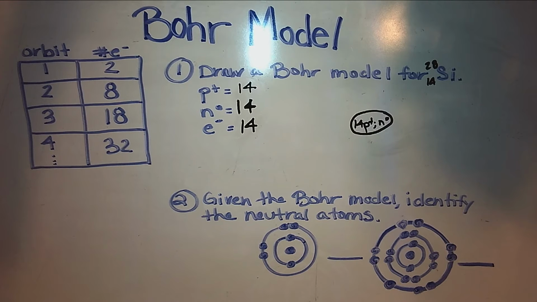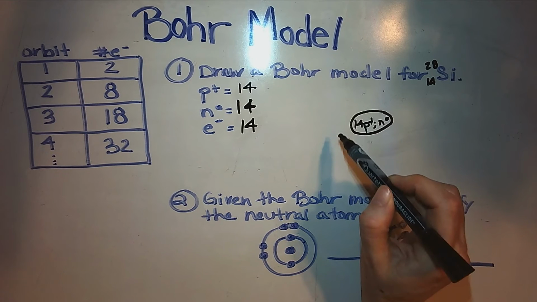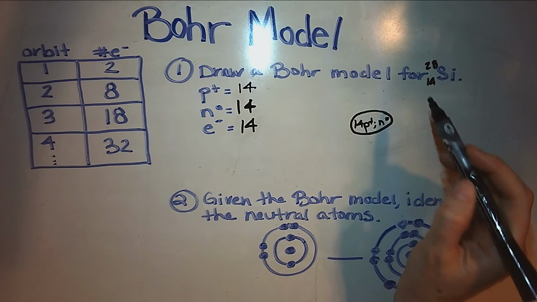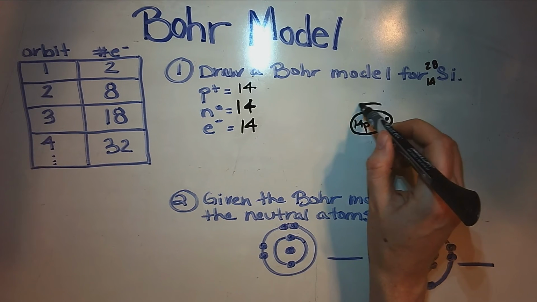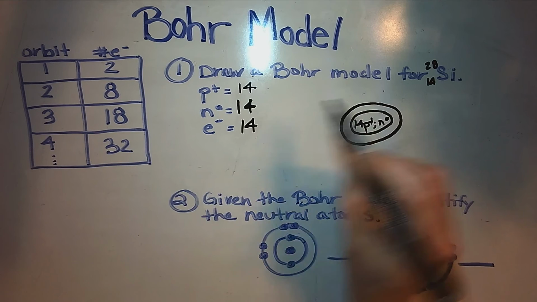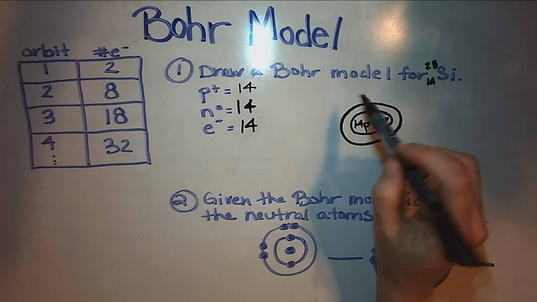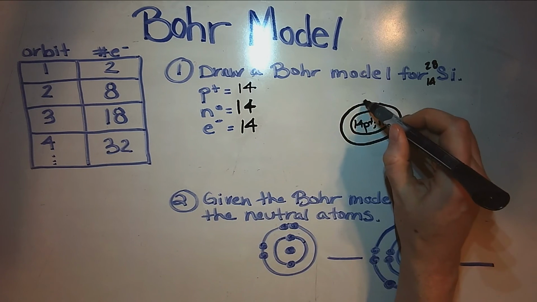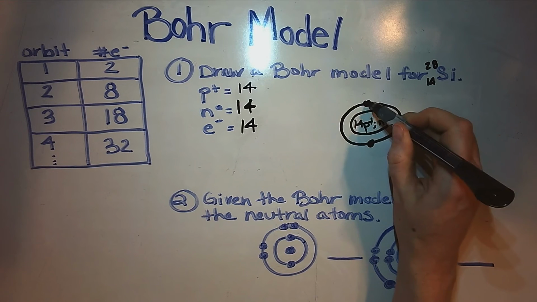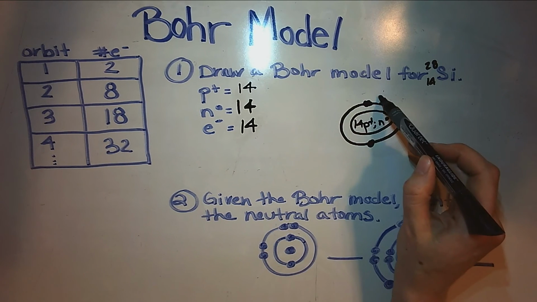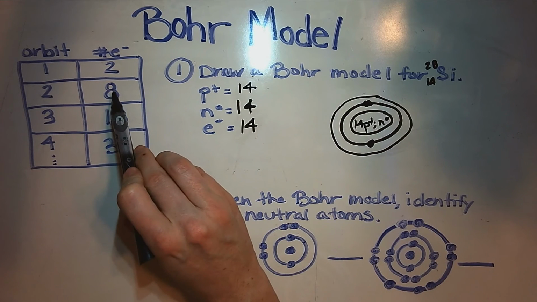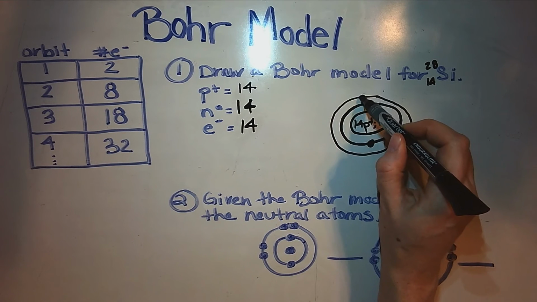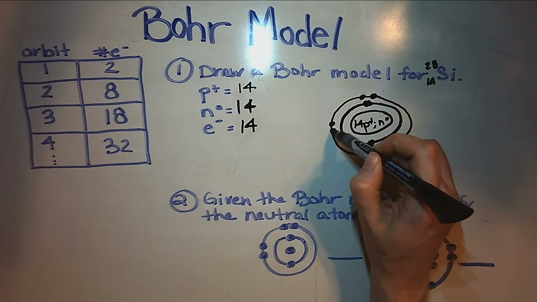So remember, the Bohr model is a fixed one-dimensional model of the atom in which electrons orbit around the nucleus in different orbits. The first orbit can hold a maximum of 2 electrons. I have 14. So I'm going to put 2 in the first orbit. I need 12 more, so I'm going to draw another orbit. The second orbit can only house 8. So this one is also going to be full.